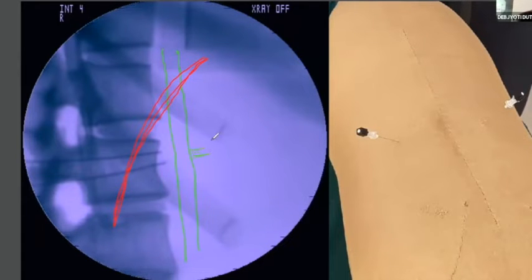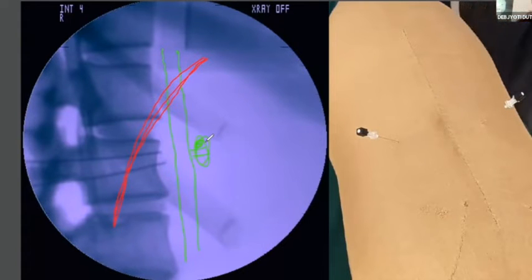Celiac trunk is here, so your needle should be coming here. Celiac plexus is around here. So you are giving a volume from either side, expecting that this volume will be spreading in the whole area. This is your classical anterolateral approach, but it is posterior to the aorta. I am keeping this needle in position.